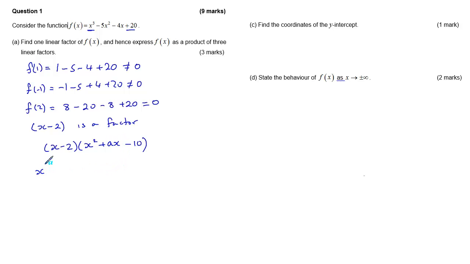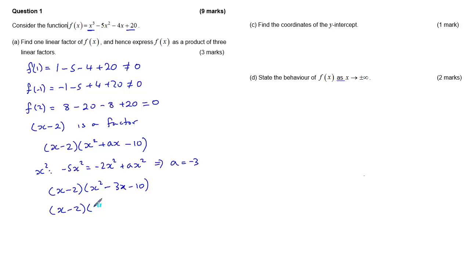So if we look at the x squareds, up here we have negative 5x squareds, and that's got to be equal to negative 2x squared plus ax squared. And that would tell me that a was equal to negative 3. So we have x minus 2, x squared minus 3x minus 10, and that's x minus 2, x plus 2, x minus 5.